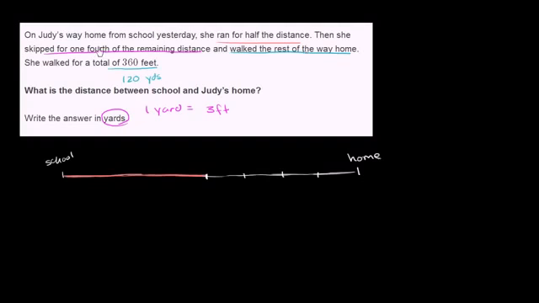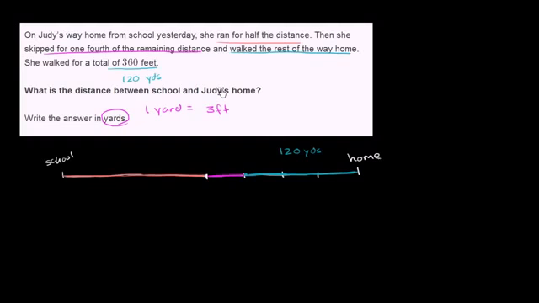And they say, then she skipped for 1/4 of the remaining distance. So this is the remaining distance. After running, she skipped for 1/4 of it. And then she walked the rest of the way home. So she walked the rest of the way home. This is the distance that she walked. And this distance right over here is 120 yards. What is the distance between school and Judy's home?